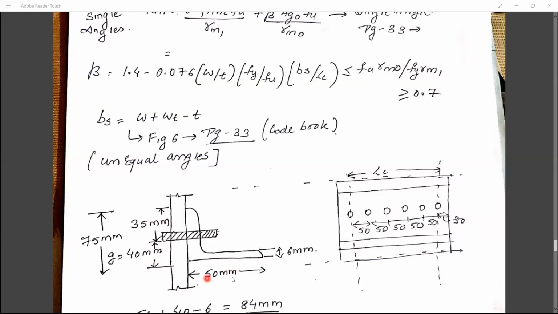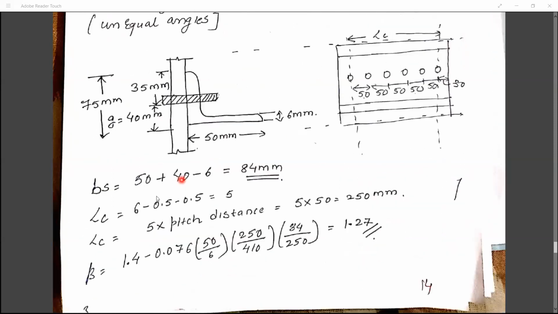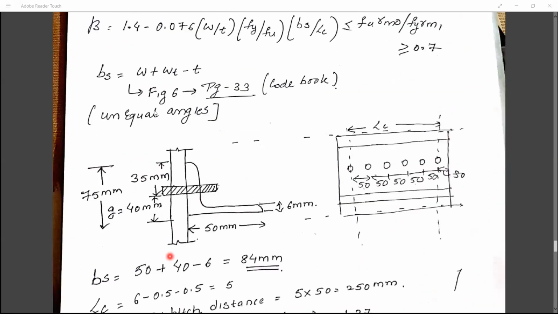Here 75 into 50, this is 50 mm, this is for 6 mm. This figure is for unequal angles. If you see the neighboring figure, both bs is equal to w, it is given. So by this, our w will be 50 plus w1 will be our gauge distance 40, then minus thickness 6. So that is nothing but 84 mm.